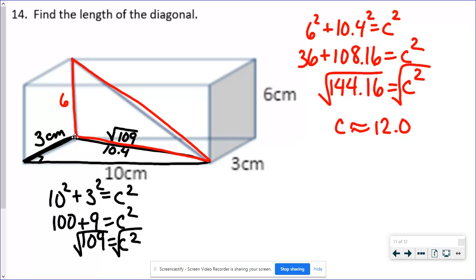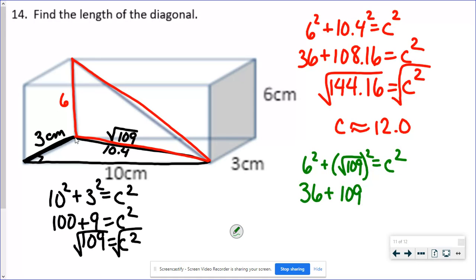If you had done this one with the square root of 109, we would have 6 squared plus the square root of 109 squared equals c squared. 36 plus 109. Notice the difference. I had 108.16 versus 109. Very similar or very close answers there. When I add those two together, I'm going to get 145. And the square root of that also rounds to be 12.0.